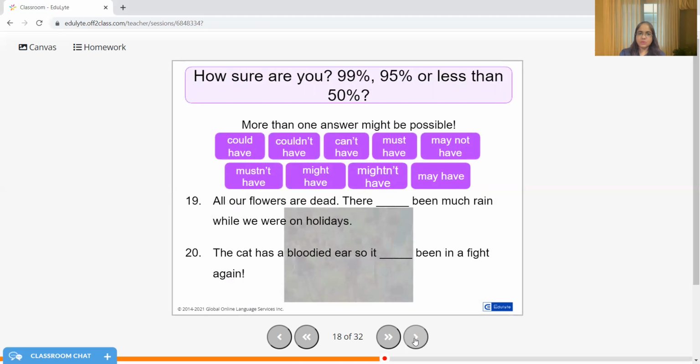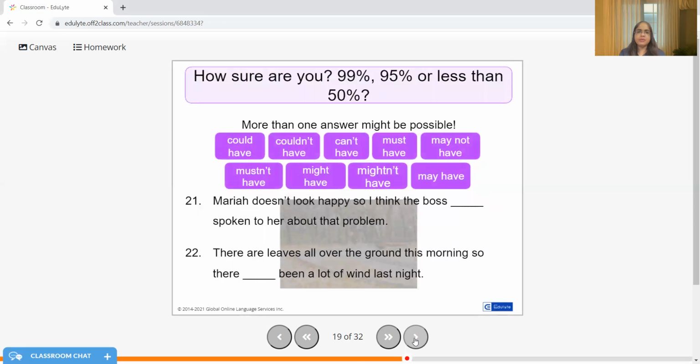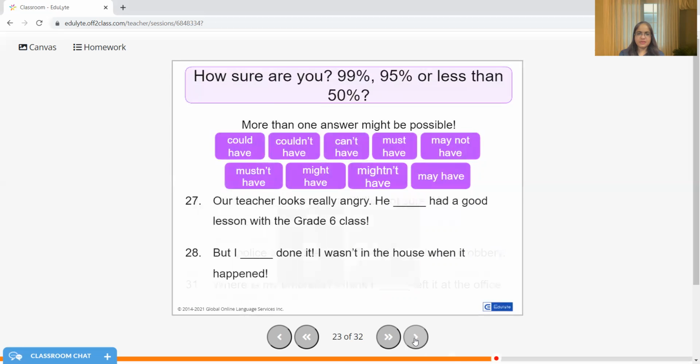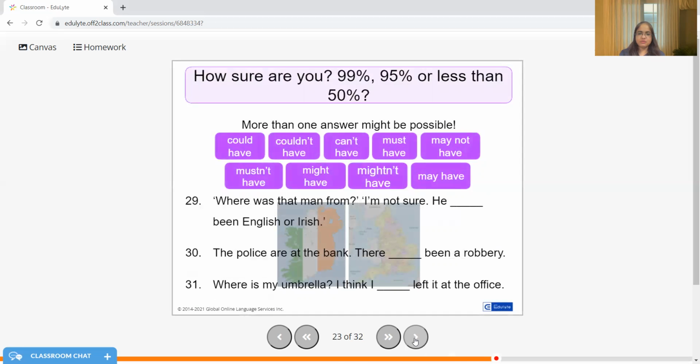All our flowers are dead. There might have been much rain. The cat has a bloody ear, so it must have been in a fight again. So I'm just doing my probability or possibility check, and accordingly, I am using these modals. So these are similar sentences. For your reference, you can practice with us.